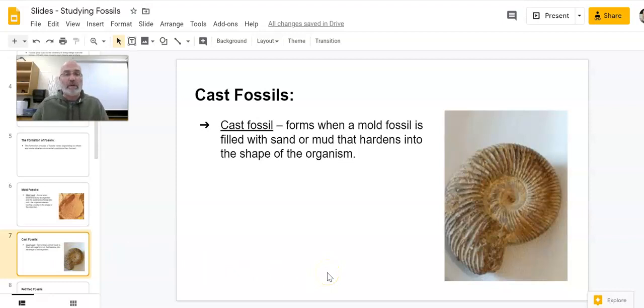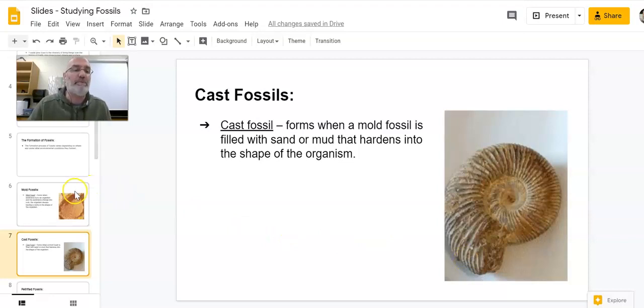Related to mold fossils are what are called cast fossils. Now, a cast fossil is formed in much the same way. An organism is buried by sediment. The organism decays away, leaving a cavity behind. But sometimes that cavity that was left behind ends up becoming filled with sand or mud that will harden into the shape of the original organism. Now, if you think about it, a cast fossil is really a neat look at what the outside of an organism once looked like, but it doesn't tell us very much about the inside of the organism.